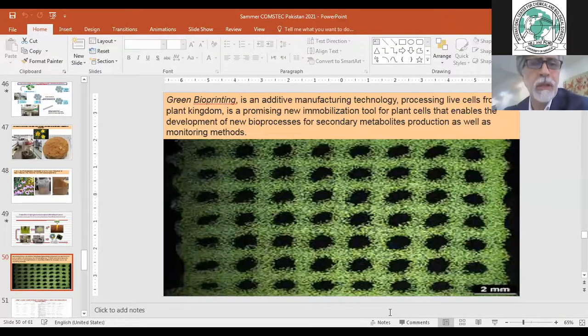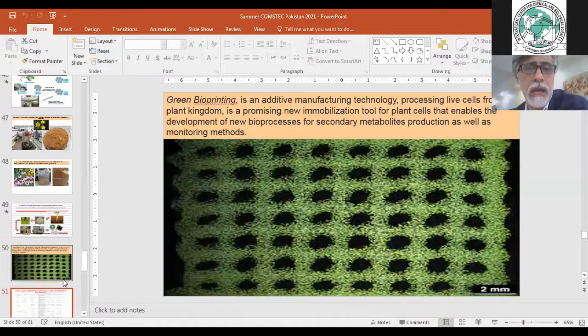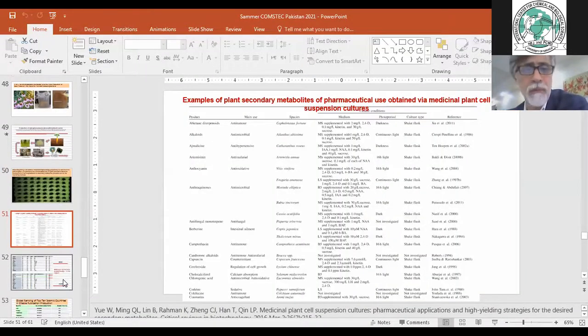One revolutionary new technology called green bioprinting is in fact an additive manufacturing technology processing leaf cells from the plant kingdom on a scaffold. Scaffolds may be of different material. That is what people are working on. And it is a very promising new immobilization tool for plant cells that enables the development of new bioprocesses for secondary metabolite production, as well as monitoring methods. So this is cutting edge technology. This is very new, and I'm sure Islamic countries will be able to use that.